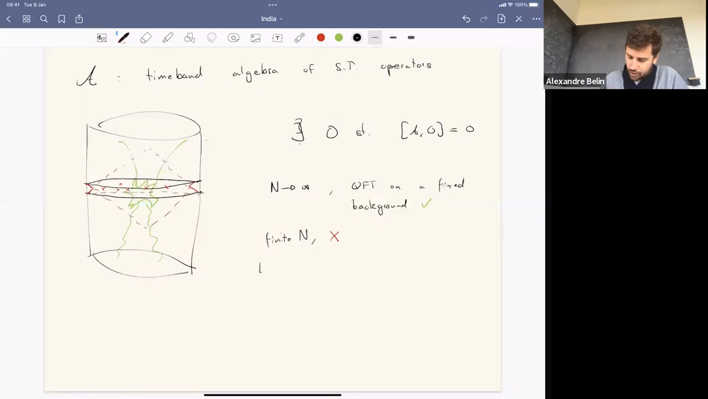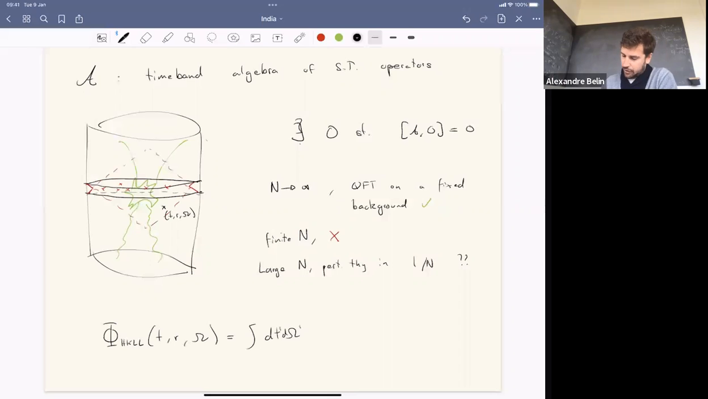But what we're going to be interested in is large N, but with 1 over N perturbation. Okay, and here's where the question mark is, that it's not obvious, because of everything that I said before with the gap. Okay, and just to make sure that everybody remembers this, there's a way to construct operators, which we already talked about, which is HKLL. So you pick some point at the center that's labeled by, say, t, r and the spherical coordinates. And the way you construct this operator using the HKLL construction is that you smear the boundary single trace operator that's dual to the field phi with some kernel. And the kernel is such that it solves the wave equation for the scalar field on this particular background.